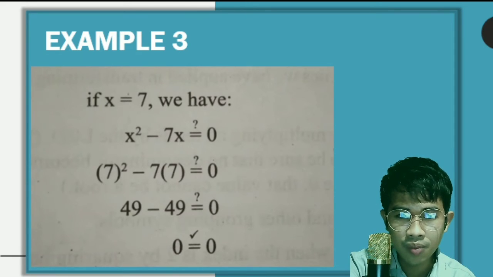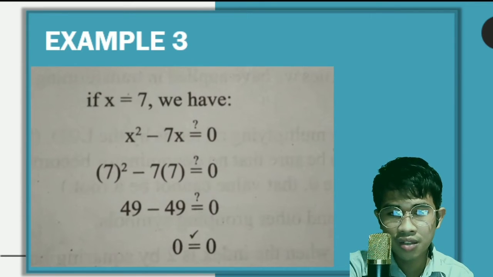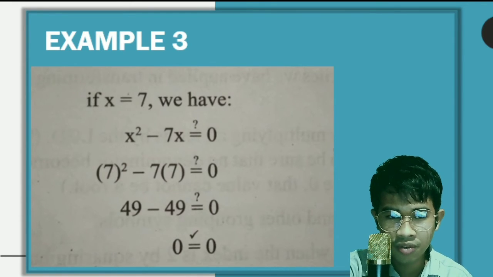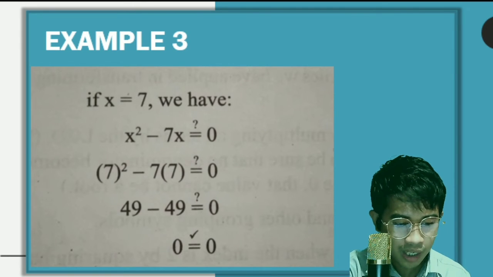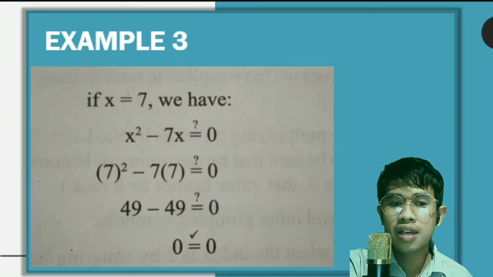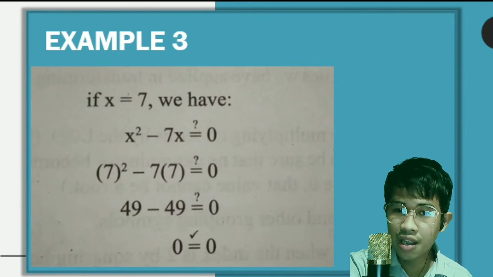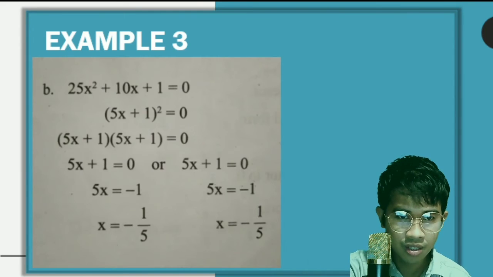The same thing with negative 7 multiplied by 7 equal to negative 49. 49 subtract by 49 equal to 0. So based on our example number 3, ang aton nga answer is correct. So number 2.